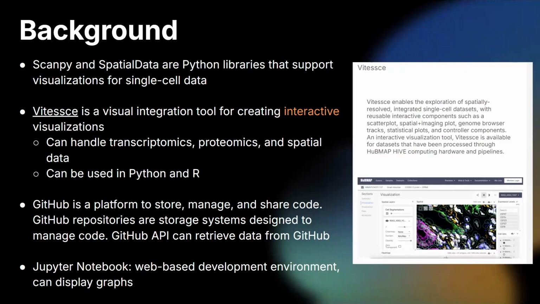Some other things I used for my project were GitHub and Jupyter Notebook. GitHub is a platform to store, manage, and share code. GitHub repositories are storage systems designed to manage code, and I also use GitHub API, which can retrieve data for GitHub. I did most of my coding in Jupyter Notebook, which is a web-based development environment that can display graphs and images.